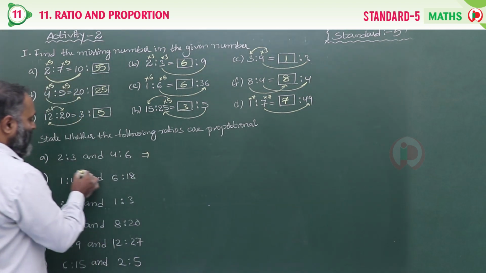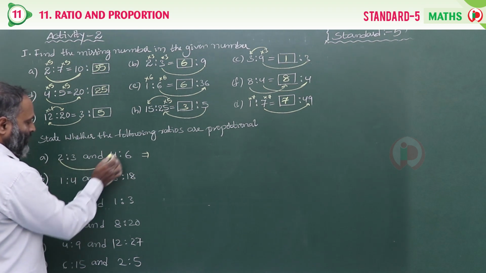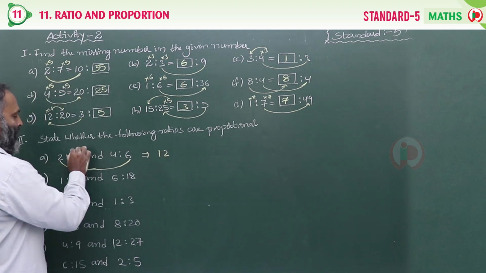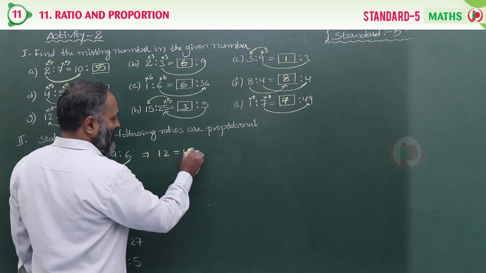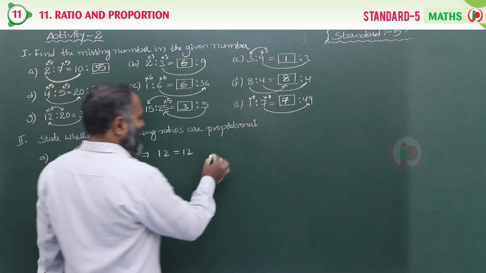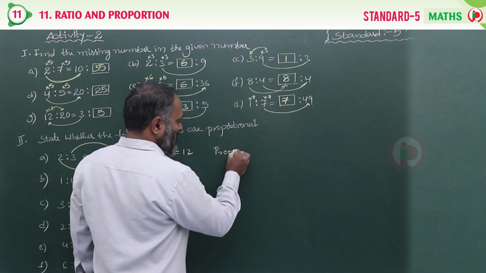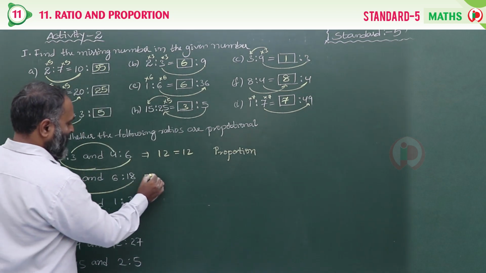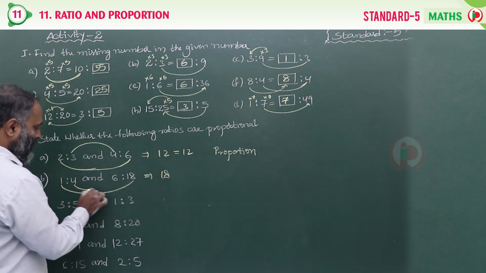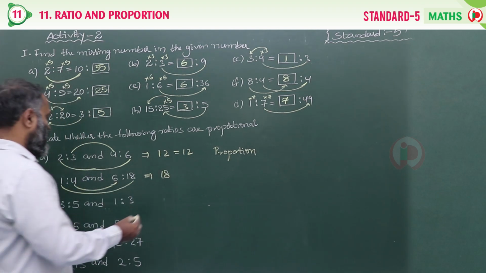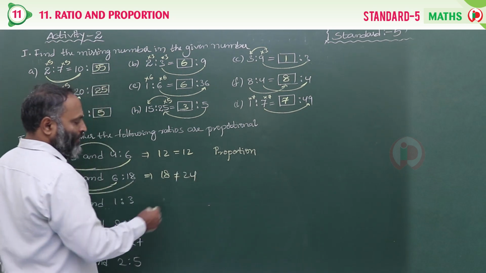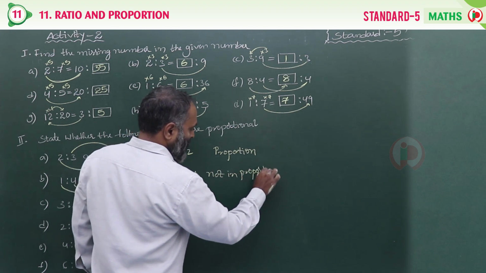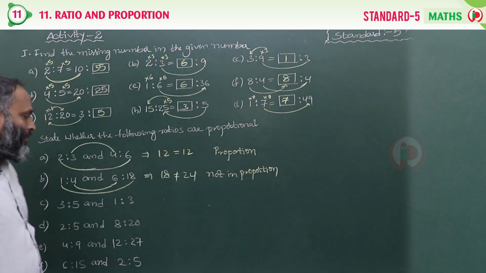See here. First you multiply 2 with 6, 2 6s are 12, and the middle 3 4s are 12. 12 is equal to 12. We are getting the same, so they are in proportion. If equal, then they are in proportion. Now here also you should multiply. 18 1s are 18, then 6 4s are 24. 18 is not equal to 24. Not in proportion. Okay.